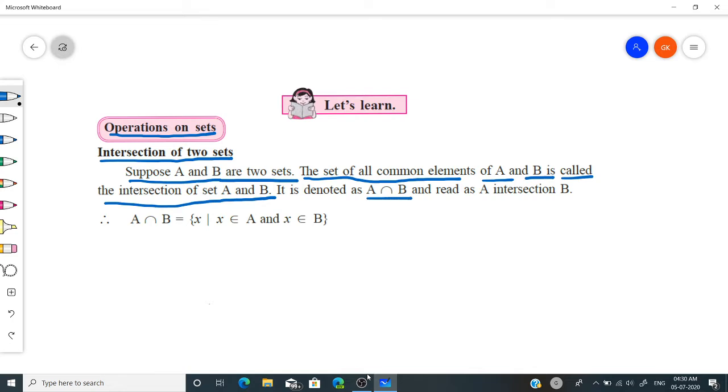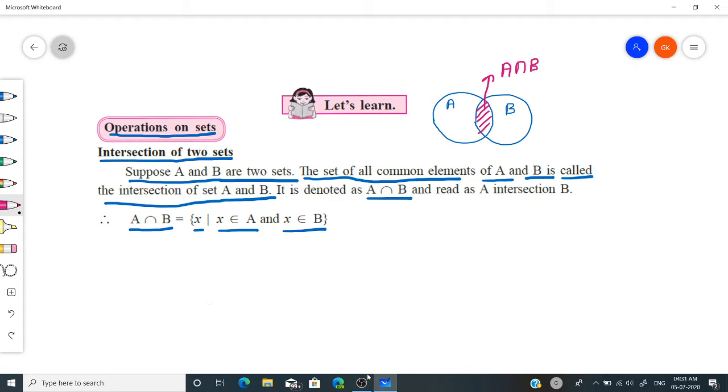And in set builder form, definition is in this way: A intersection B is set of all x such that x belongs to A and x belongs to B. Suppose there are two sets, this is the set A and this is the set B. Then this shaded portion is the intersection of set A and B, and this is denoted as A intersection B.